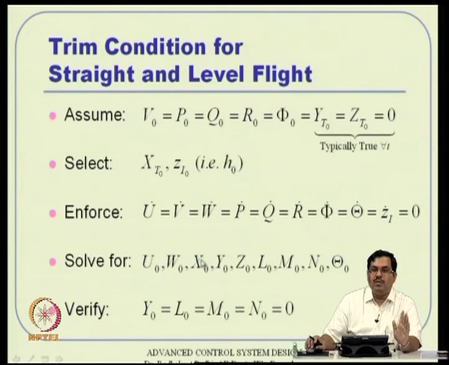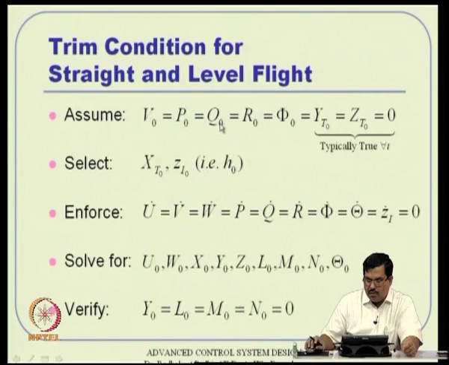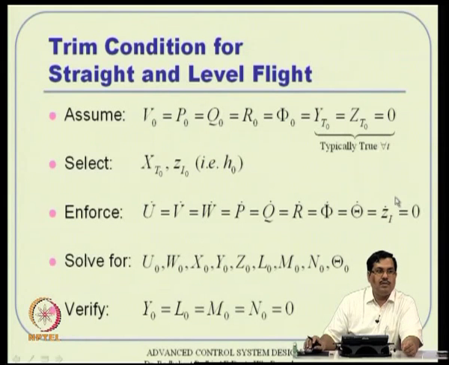And remember, this is just one way of finding the trim condition; there are other ways also. So, essentially you are somehow making sure that all these rates of change happen to be 0, and then you solve for that. And in that process you can also verify that what you really get also has to be 0.